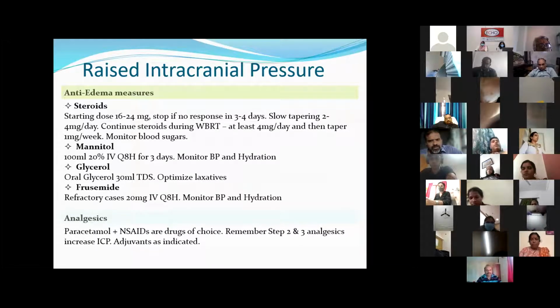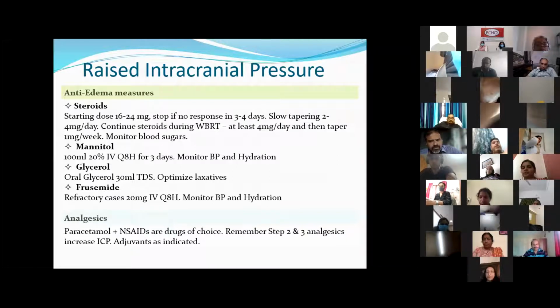For the acute management, to reduce the intracranial pressure, you can start with 20% mannitol, 100 ml consecutively for 3 days every 8 hourly. But it's very important because it may actually cause hypotension, so you actually have to adequately hydrate the patient and monitor the blood pressure.